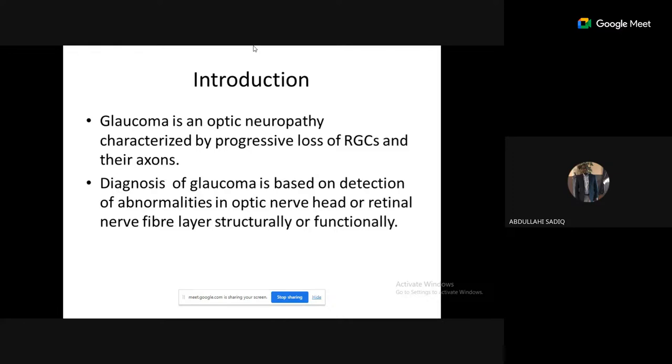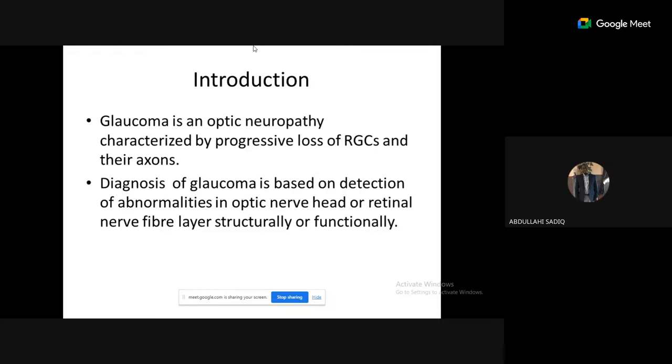So by way of introduction, glaucoma is an optic neuropathy that is characterized by progressive loss of retinal ganglion cells and their axons. And the diagnosis of glaucoma is based on detection of abnormalities in the optic nerve head or retinal fiber layer, both structurally and functionally. Now, in glaucoma, damage occurs structurally before functionally.